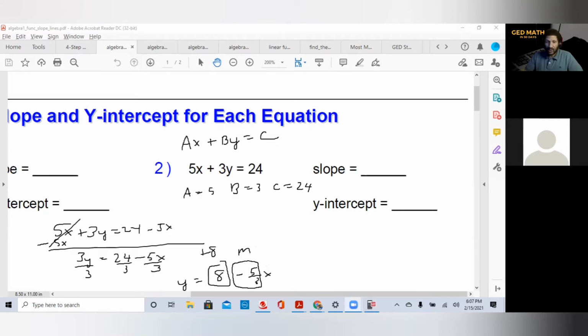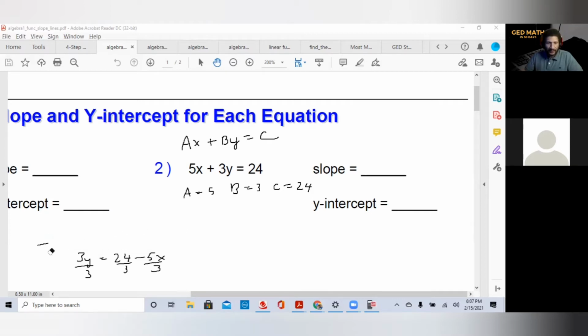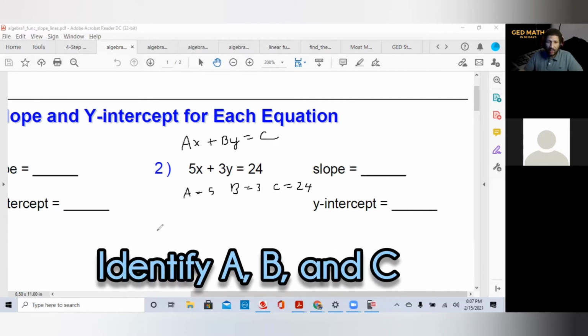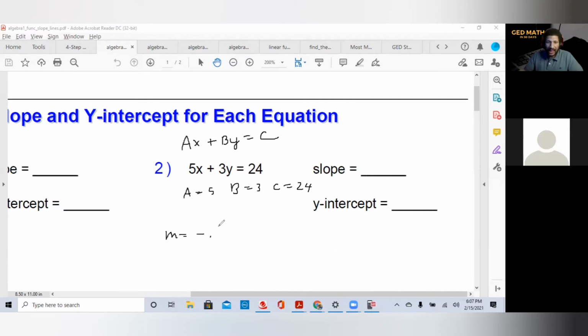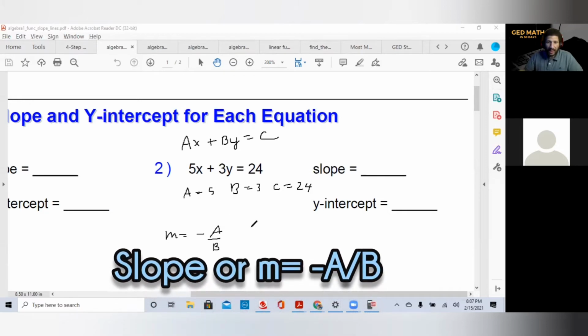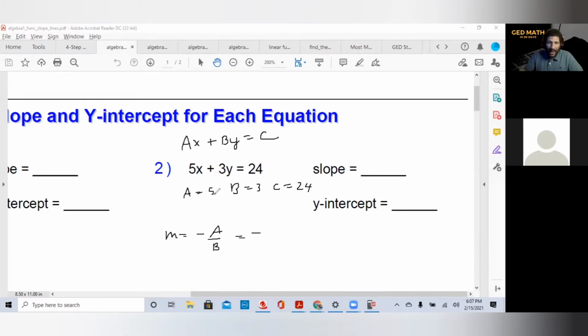So let me erase what I have here and let me show you how easy it is. We identify our A, B, and C, and the slope is just minus A over B. So minus, my A is 5, my B is 3. I'm done. I found the slope. That easy. Minus 5/3. We didn't solve for y. We didn't move from one side to the other. All we did was plug in A and B.